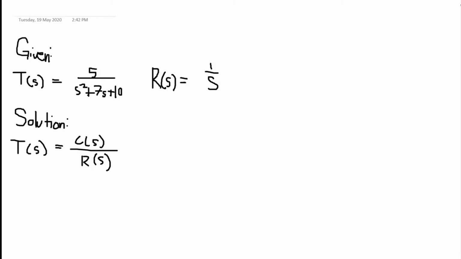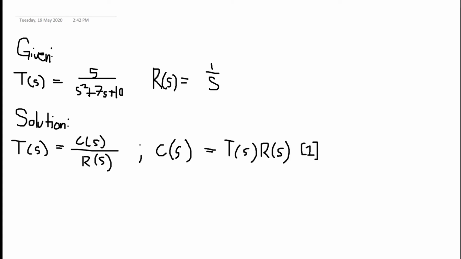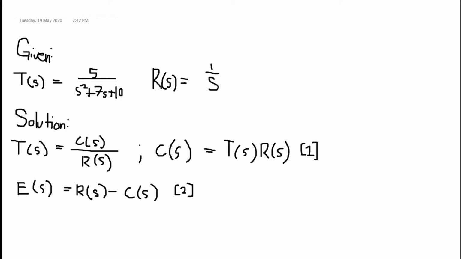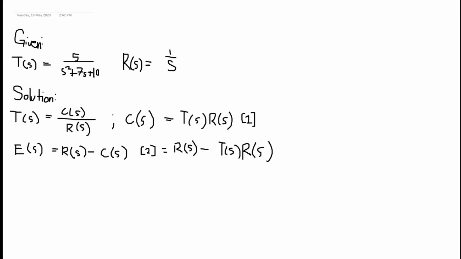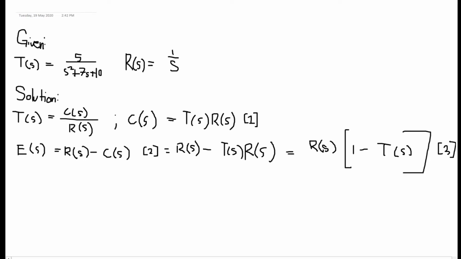In order to solve this, first, we know that the transfer function is output over the input. If we isolate the output, we get the transfer function multiplied by the input, which we will call equation 1. We had discussed that the error is input minus the output, which we will call equation 2. If we substitute equation 1 into equation 2, we get R of s minus T of s multiplied by R of s. If we factor out the input, we get R of s multiplied by the quantity of 1 minus T of s, which we will call equation 3.